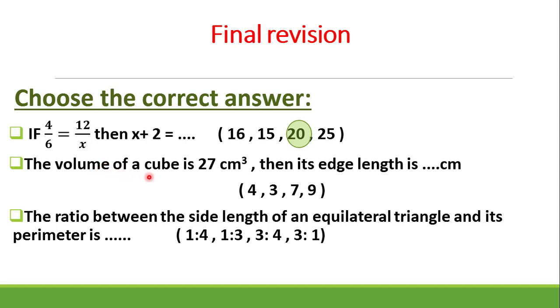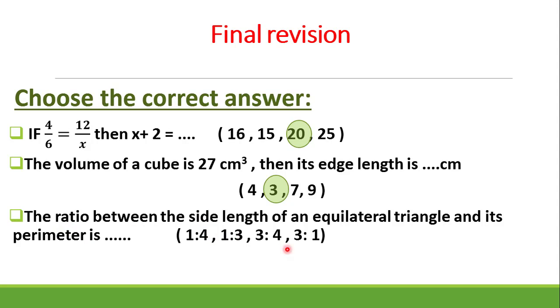The volume of a cube is 27 centimeter cube, then its edge length is? Do you remember the volume of the cube? The volume of a cube equals edge length by itself, three times. So I want a number that, if I multiply it by itself 3 times, the result will be 27. 4 or 3 or 7 or 9? Of course 3. 3 times 3 is 9, 9 times 3 equals 27.